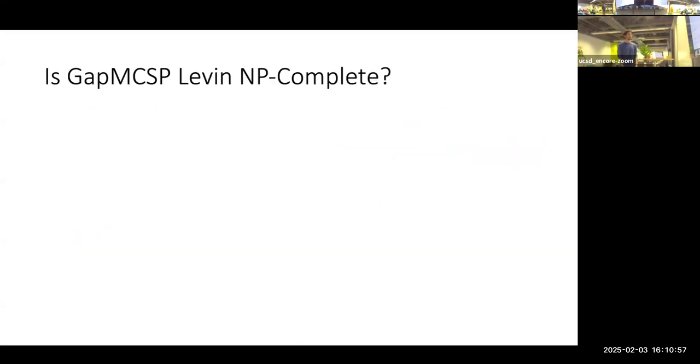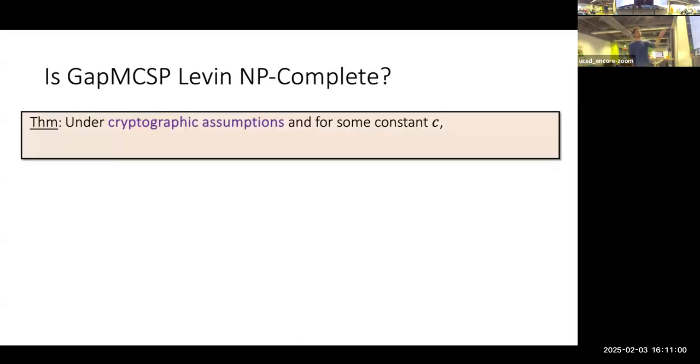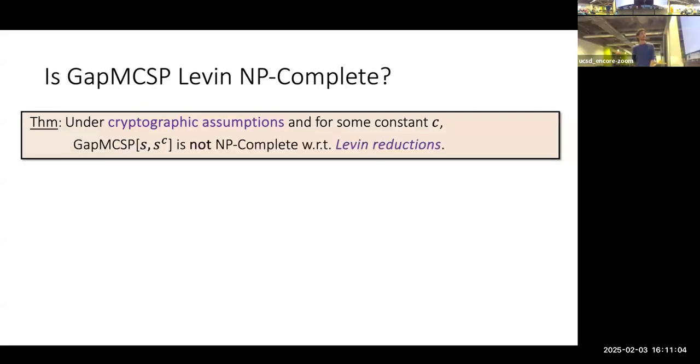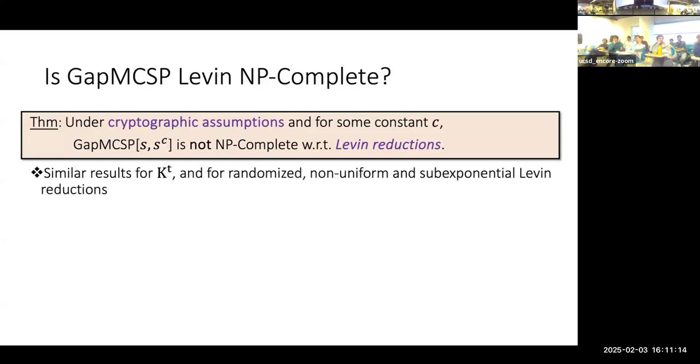And what we showed in this work is that under cryptographic assumptions and for large enough gap, the GapMCSP problem is actually not NP-complete with respect to this type of reduction. And we have a similar result for time-bounded Kolmogorov complexity, or the gap version of time-bounded Kolmogorov complexity, and for randomized non-uniform sub-exponential Levin reductions, so a larger class of reductions, inefficient reductions.